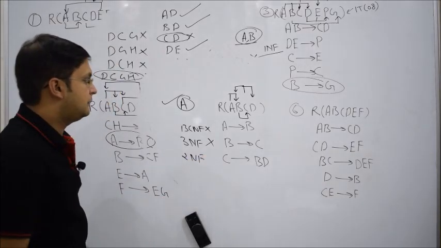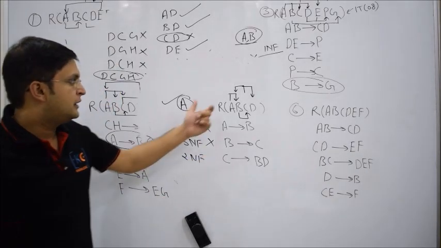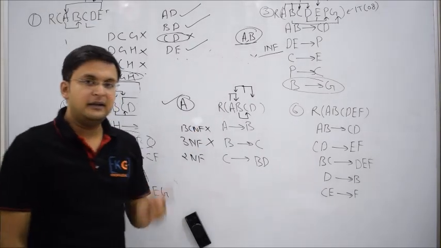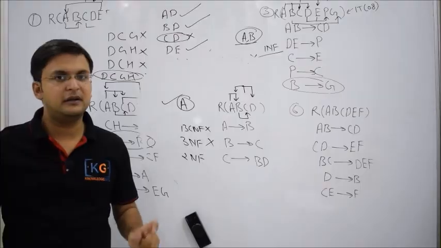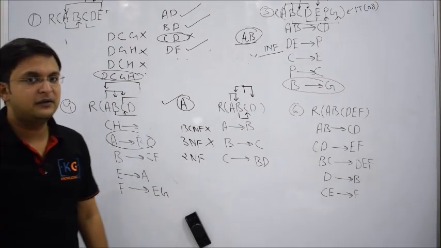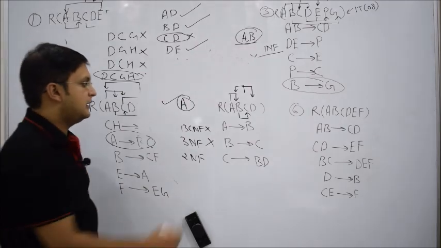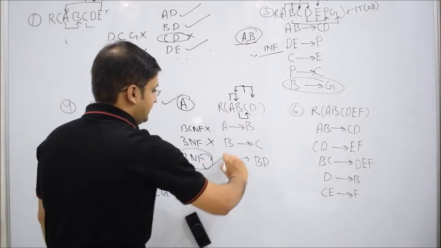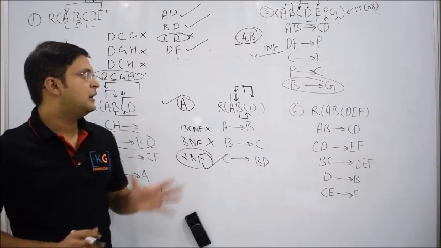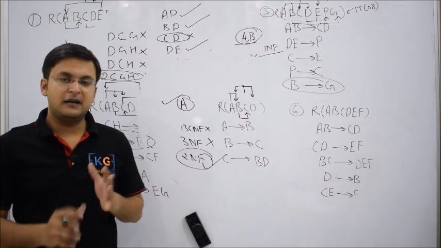Partial dependency. But now you understand, this table is always in second normal form. Why? Because the size of a candidate key is 1, and when the size of a candidate key is 1, you can never have a case of a partial dependency, so there is no need to check, and hence I conclude that the table is in what? Second normal form.